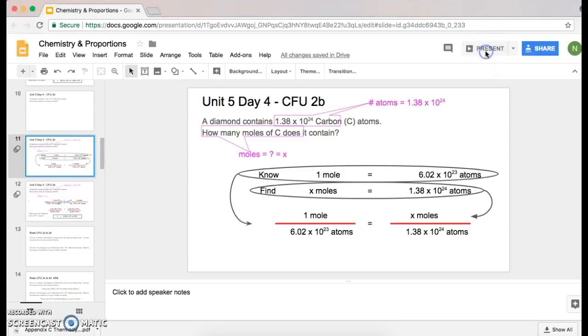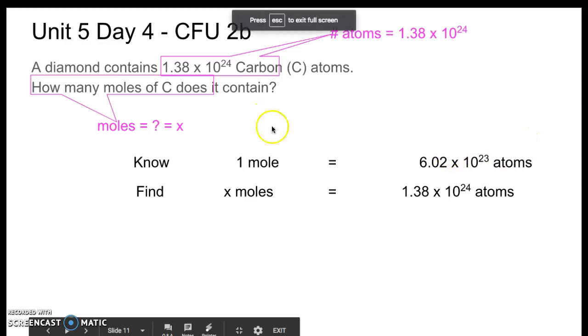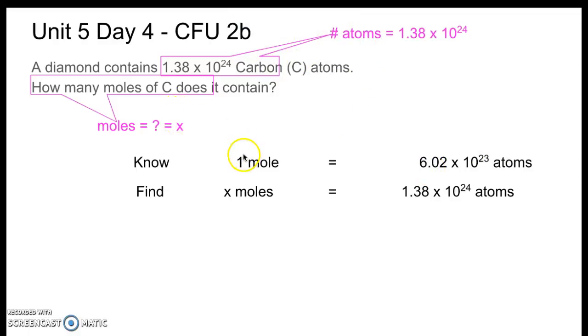Okay, so now that I've corrected that, we can resume. Since we're relating the number of atoms to moles, we're going to use 1 mole is equal to 6.02 times 10 to the 23 atoms, and we know that. And we're trying to find the number of moles in this number of atoms, 1.38 times 10 to the 24.